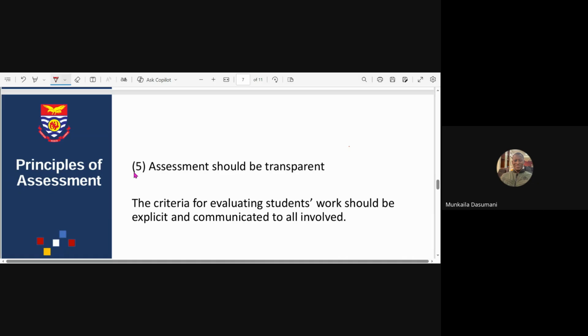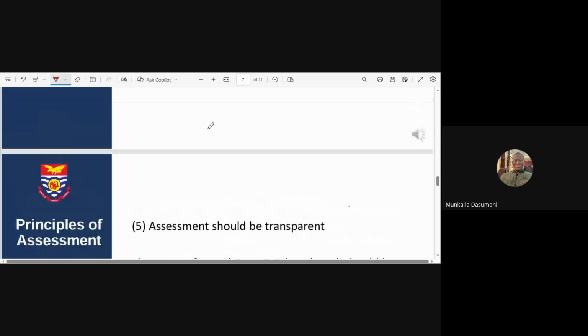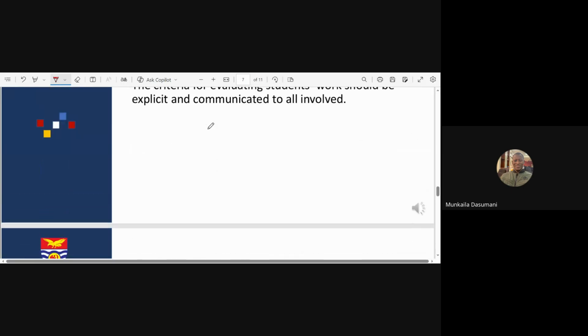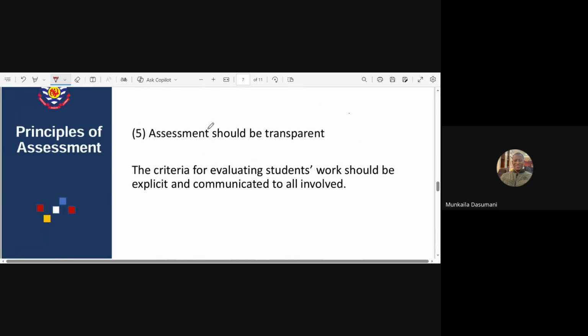So we have the third one: assessment should be transparent. Remember, we have just finished with the assessment strategy should be efficient. Assessment should be transparent. The next one is the criteria for evaluating student work should be explicit and communicated to all involved. This is where some potential teachers are missing.